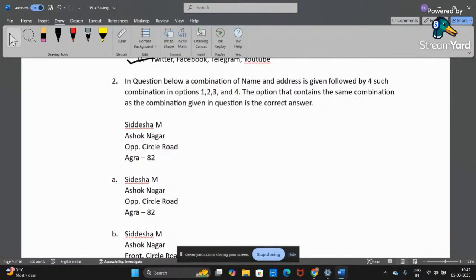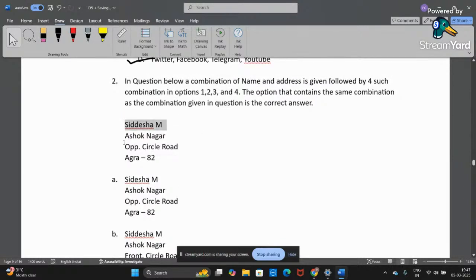Now we'll move on to the next one. In the given question, a combination of name and address is given, followed by such combinations in options A, B, C, D, or 1, 2, 3, 4. The option that contains the same combination as the one given in the question is the correct answer.